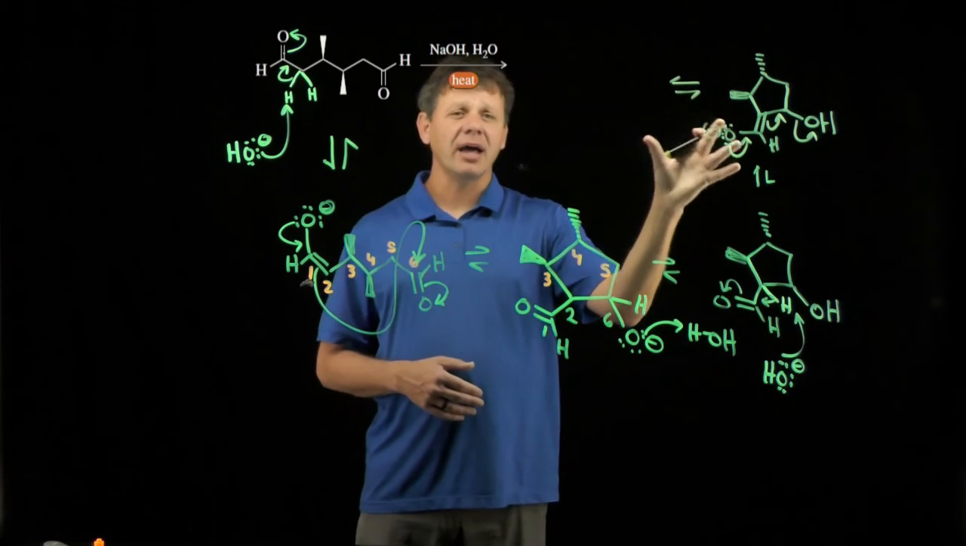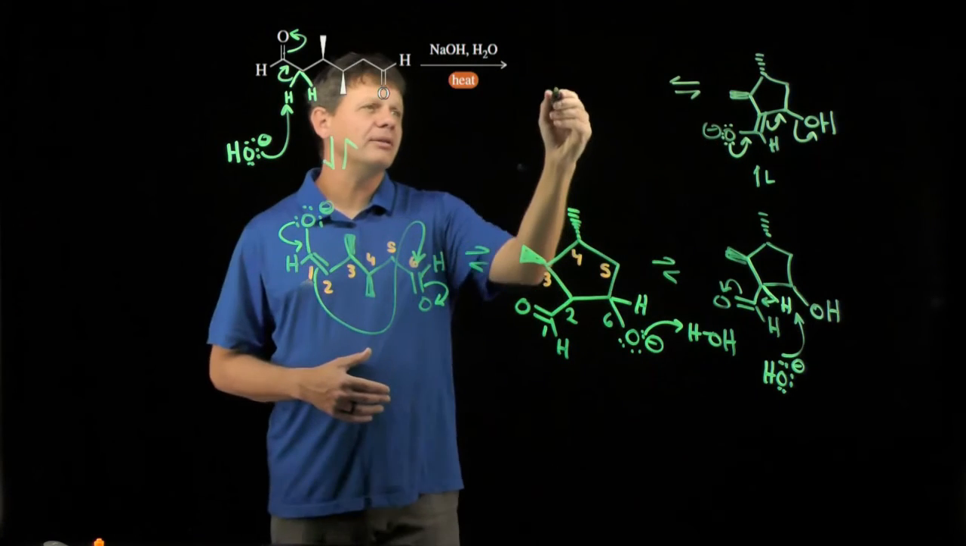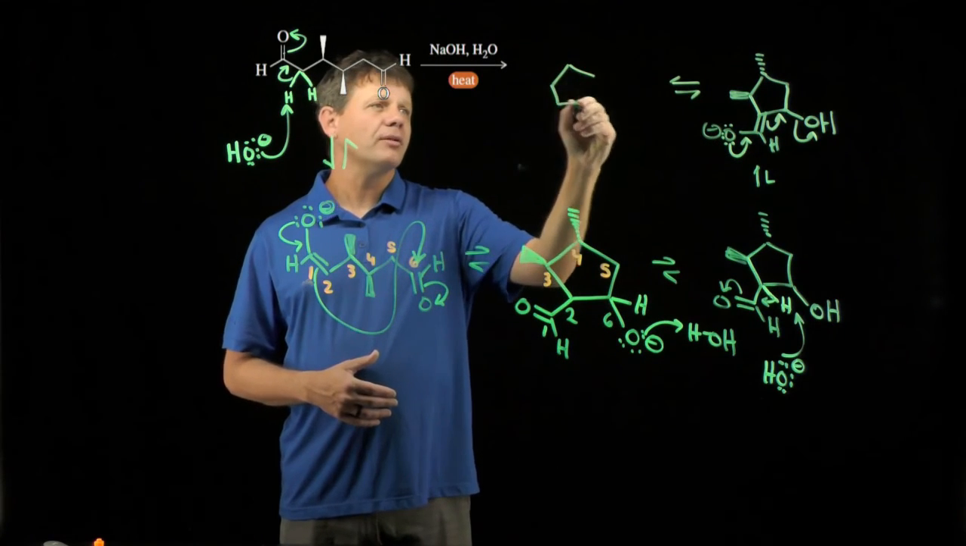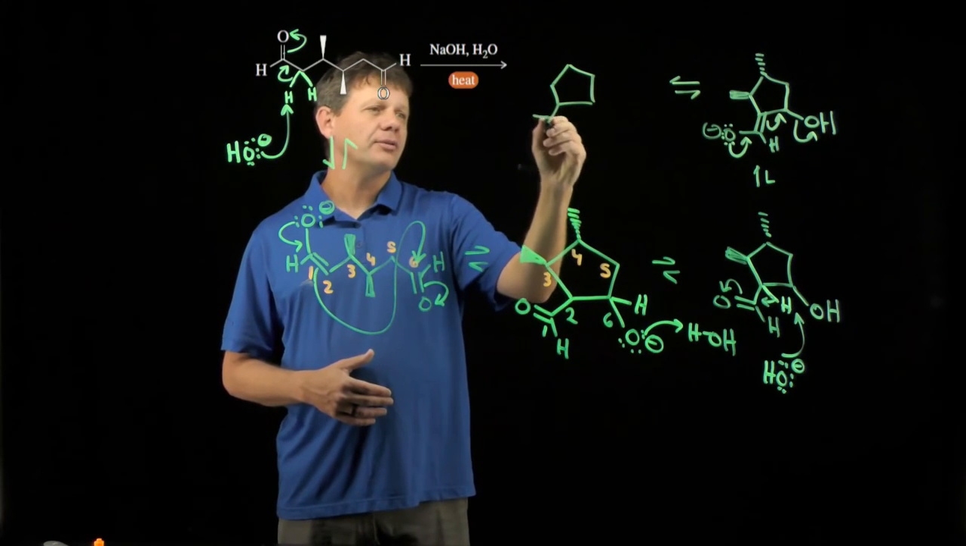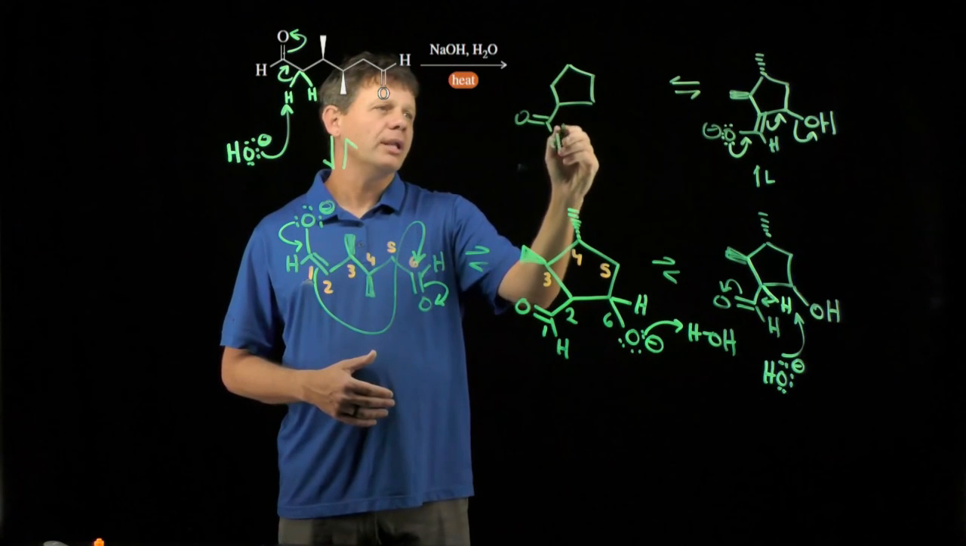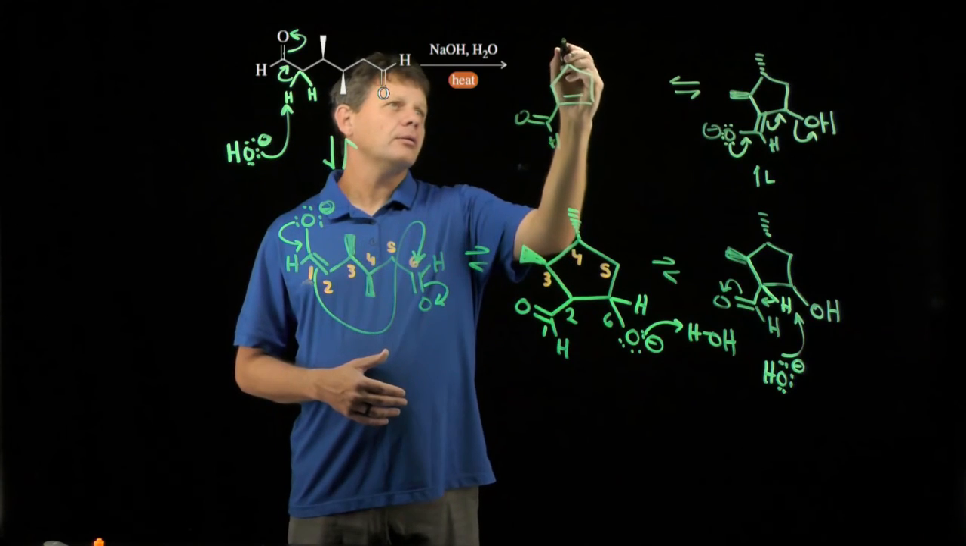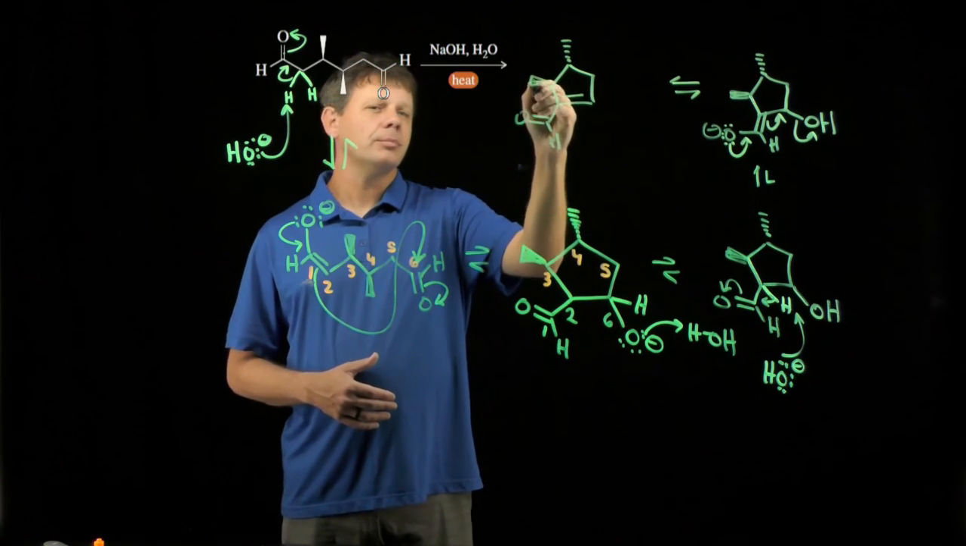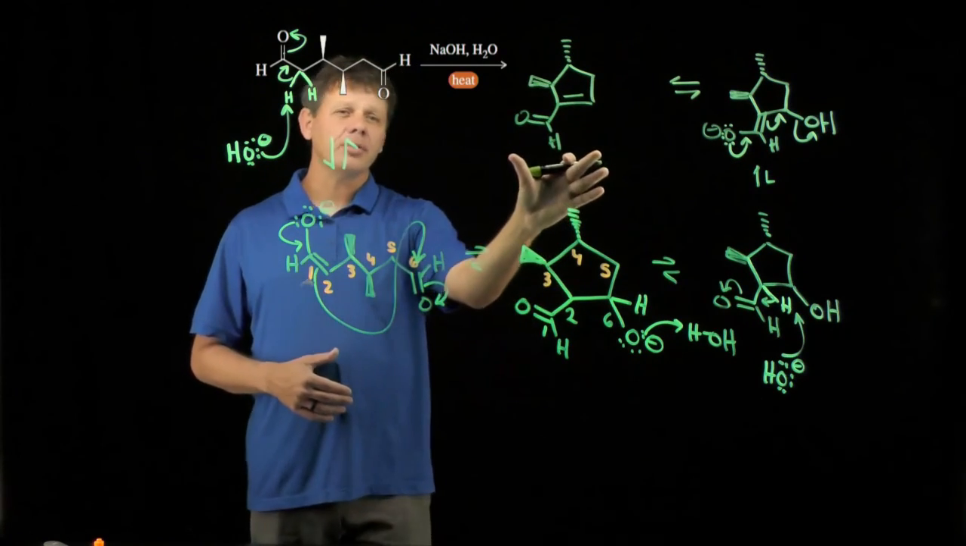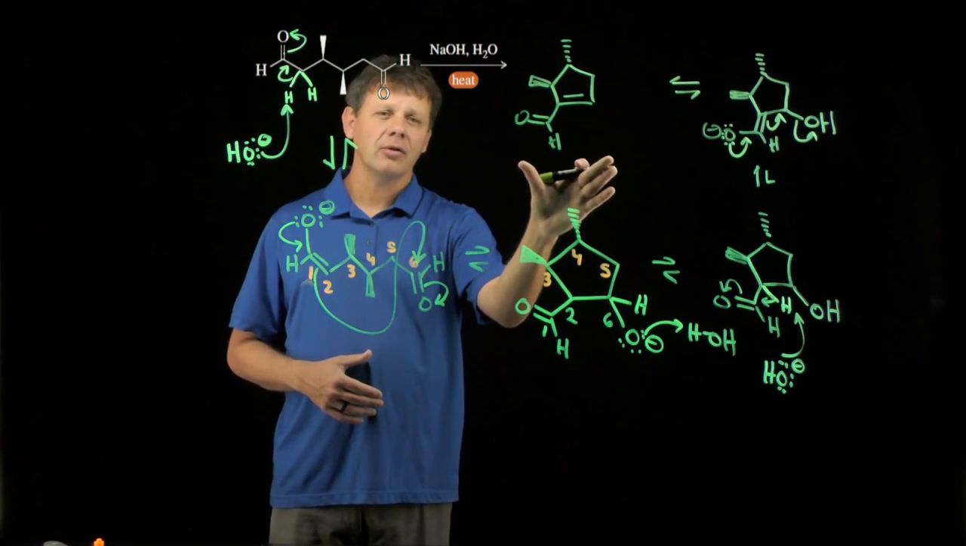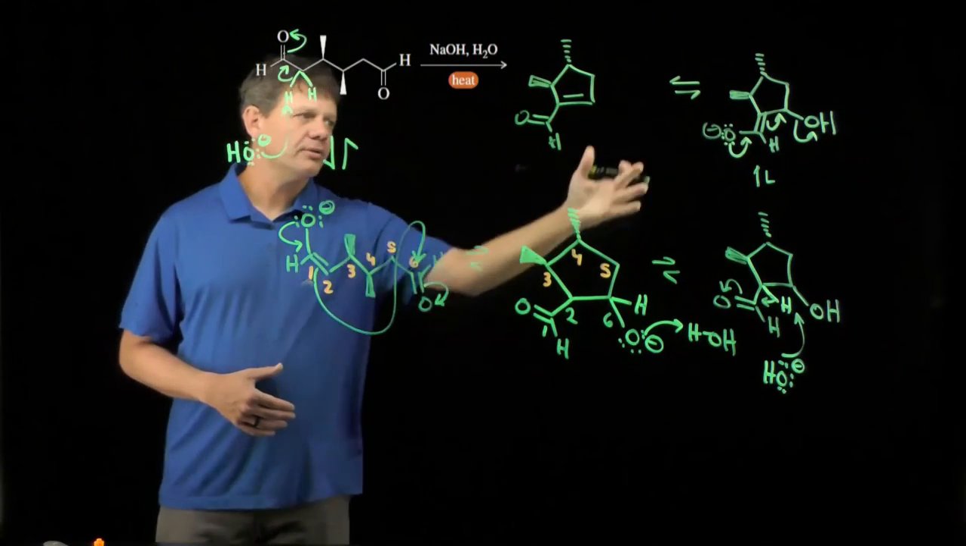Remember that eliminating of the hydroxide is going to regenerate our base catalyst and also give us the product of this reaction. So we reform the aldehyde. We now have a pi bond here. Let's not forget our methyl groups. Put our methyl groups in. This is the product of the intramolecular aldol reaction, and here is the mechanism.